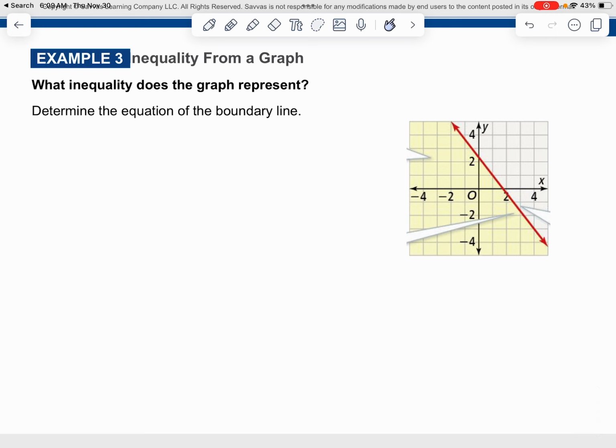What inequality does the graph represent? Okay, so now we started off graphing the inequality. Now you have a graph, you're going to write the inequality. All right, so I am going to start by writing slope-intercept form, y equal to mx plus b. B is the easiest to find because it's the point for which the graph crosses your y-axis, which at this point is at 2. We then have to find our rise over our run.